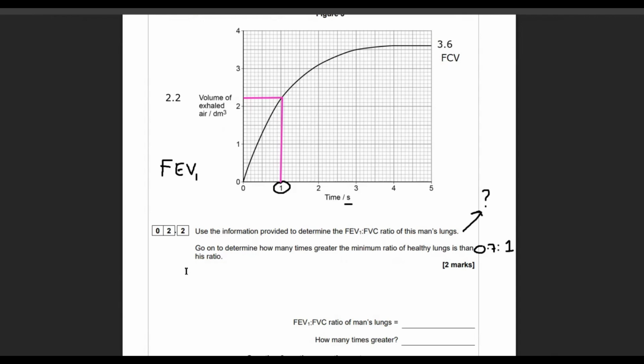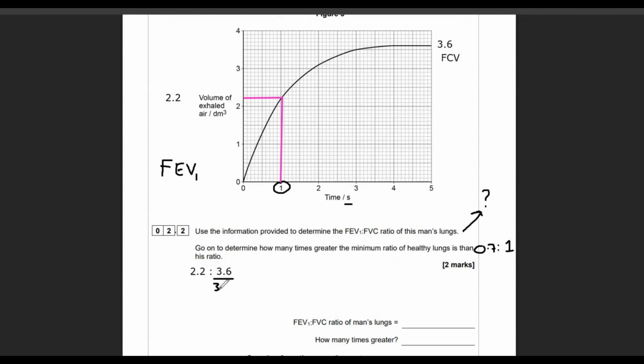So we now know that the ratio is 2.2 to 3.6. But notice how the original ratio was 0.7 to 1. So we need to make the 3.6 1, right? Because we need to get it into the same units. 0.7 to 1, we need to be to 1, something to 1.